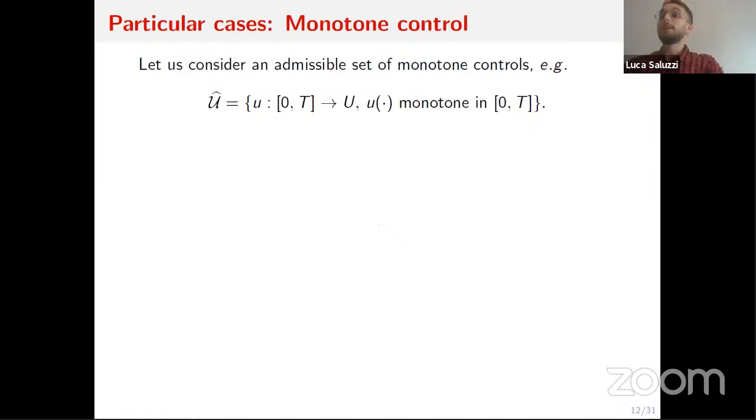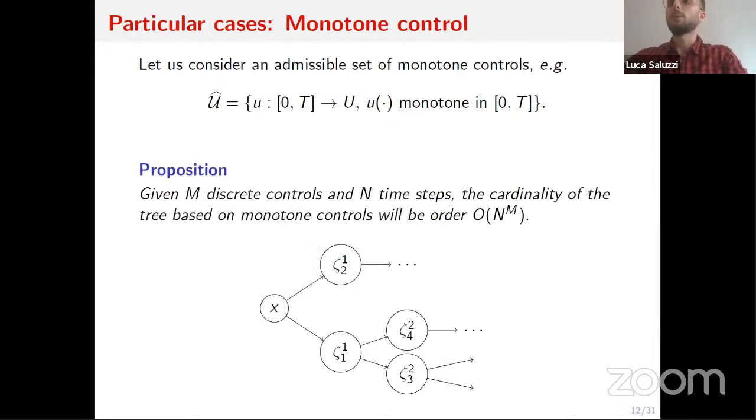There are some particular cases in which we can say something more about the cardinality of the tree. For instance, let's consider monotone controls. So we are changing the admissible set to a set in which U must be monotone, non-increasing or non-decreasing. In this case, we have this proposition. Given m discrete controls, because we are discretizing the continuous control set into discrete controls, and n time steps, the cardinality of the tree is n to the power m.